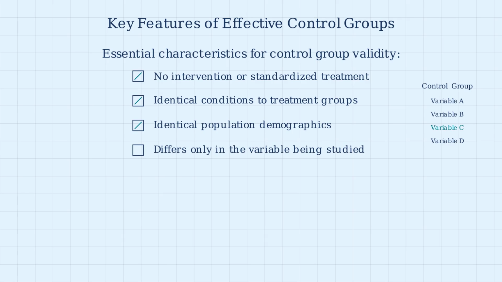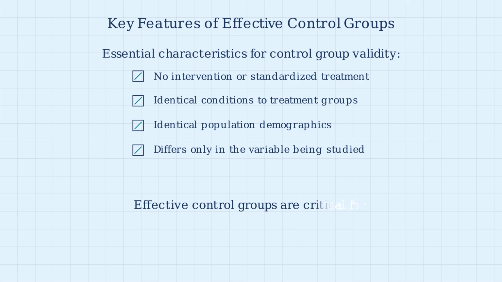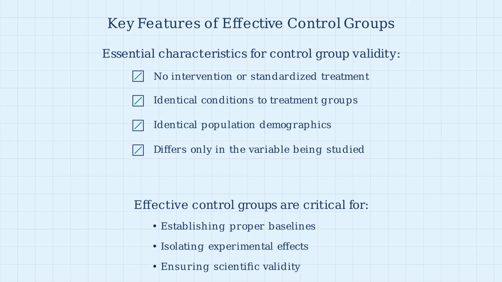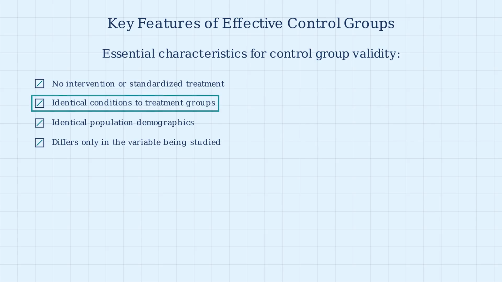Finally, the control and experimental groups should differ only in the specific variable being studied. This isolation ensures that any observed effects can be attributed directly to the test variable. When these four key features are properly implemented, control groups establish accurate baselines, isolate experimental effects, ensure scientific validity, and enable proper statistical analysis. Remember, effective control groups receive no intervention or a standardized treatment, experience identical conditions as treatment groups, come from identical populations, and differ only in the variable being studied.